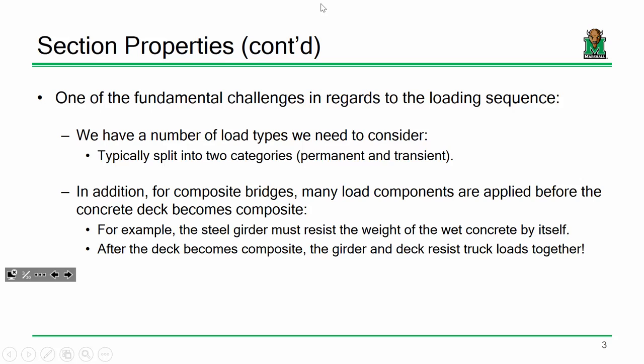Remember, we said, if you've got a typical steel bridge, you look at the steel girder by itself. That steel girder by itself has to be able to resist all of the loads of the self-weight of the steel, all the cross frames, the studs, the formwork, the wet concrete, all of that. But once the concrete cures, the bridge as a whole resists the vehicular load. Not just the steel beam, it's the steel and the concrete acting together. So we have to be able to consider that load sequence.